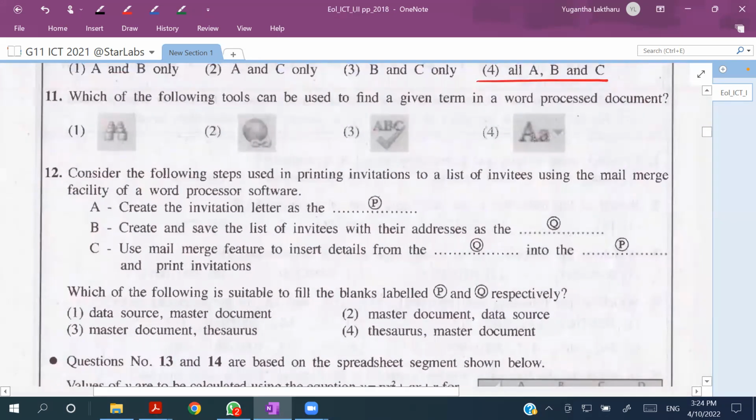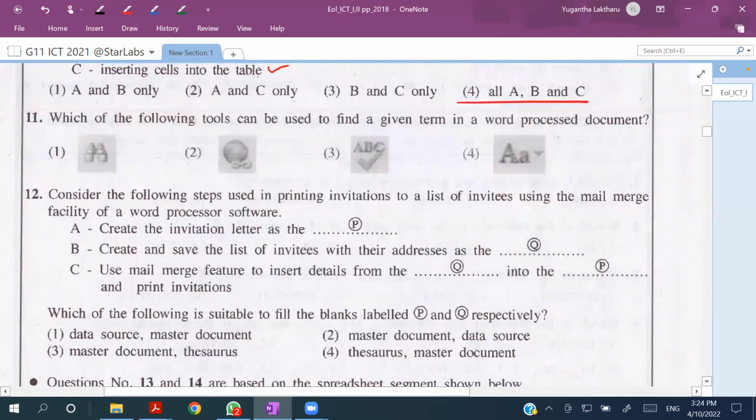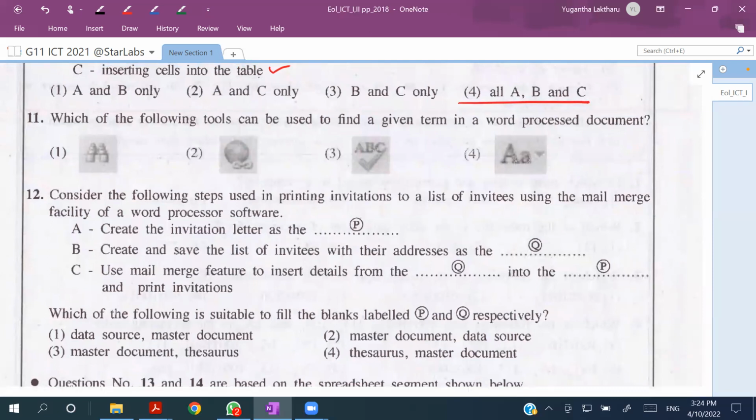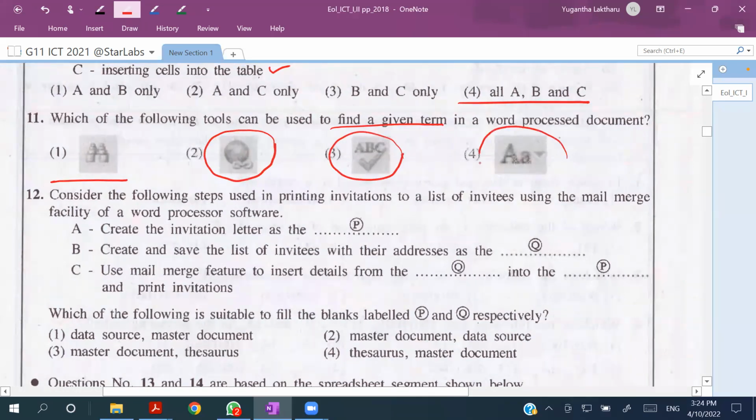Okay, moving forward with the 11th: which of the following tools can be used to find a given term in a word process document? If you want to find a given term, you need to use the find option or the find tool, where the icon is a binocular, right? This is to create a link. This is to check the spelling and grammar. This is to change the cases, right? So the first one is going to be the answer for the 11th.